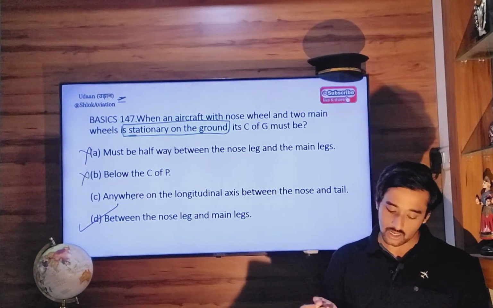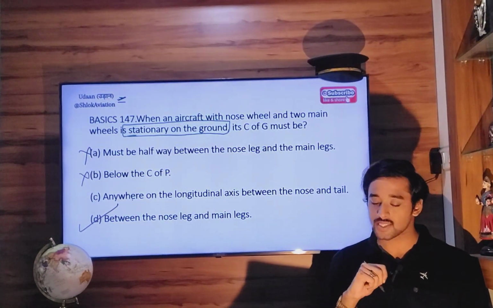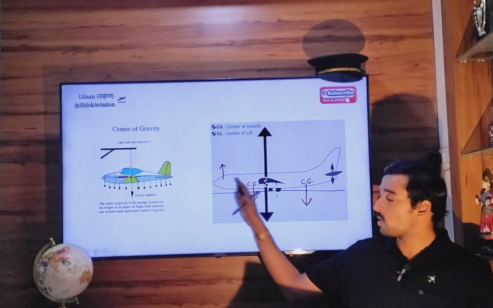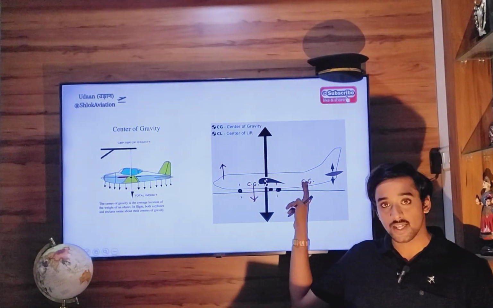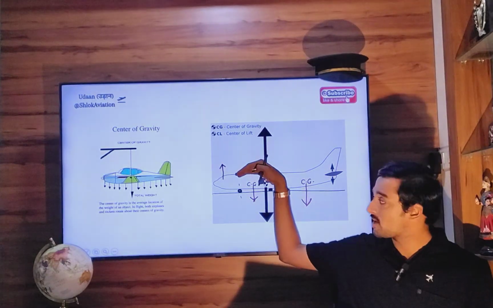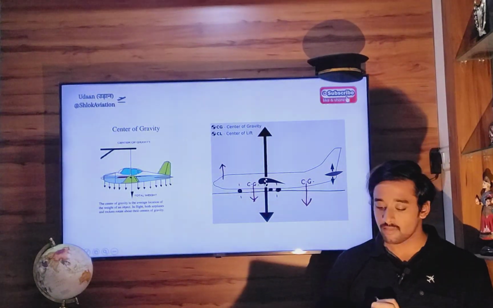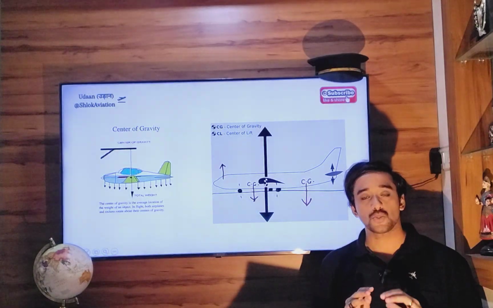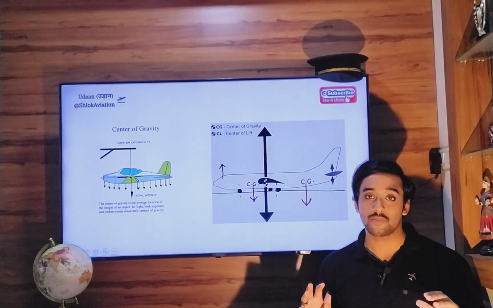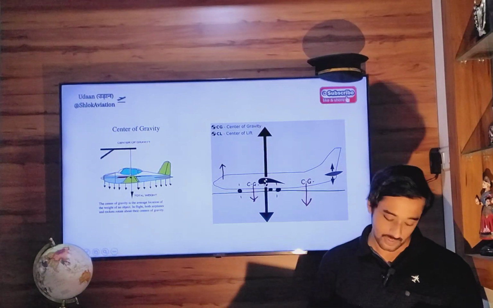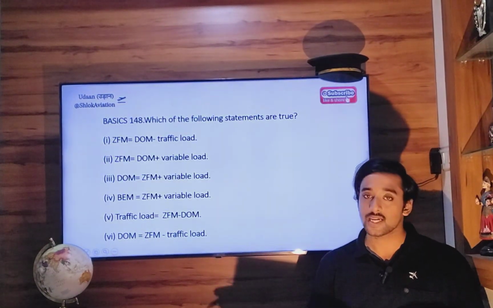Below the center of pressure, wrong. Anywhere on the longitudinal axis, no, not anywhere. Like I said, if it's anywhere on the longitudinal axis, like at this position, it will lift the front portion of this aircraft in the sky. So that's why we don't recommend that. The center of gravity must be in the limits or between the limits of nose wheel and the main landing gear.